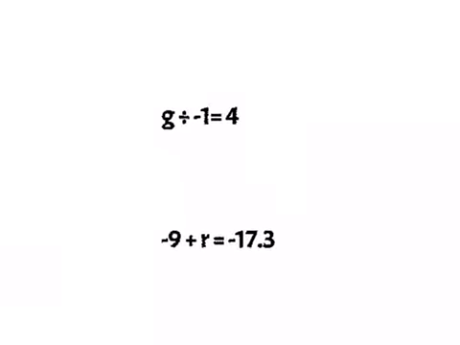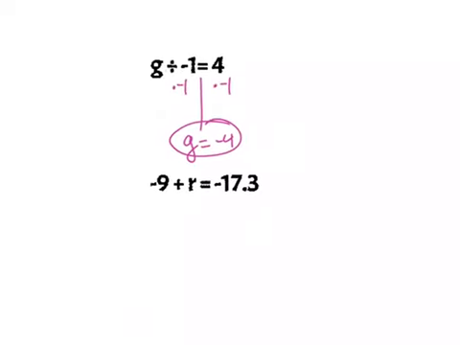G divided by negative 1 equals 4. So I've got division in my problems. That means the opposite would be to multiply. It's probably confusing with the x. So times negative 1 times negative 1. So then G equals negative 4.